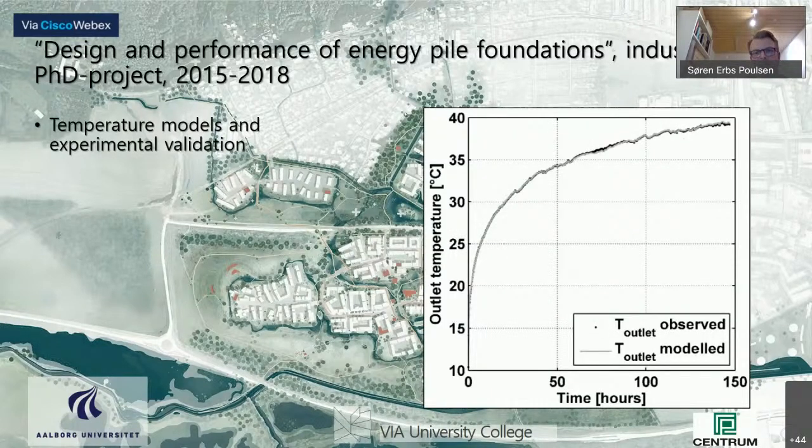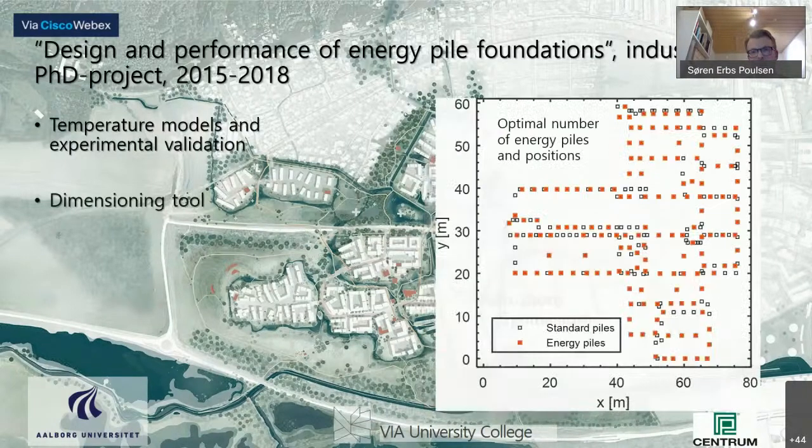She was able to validate her models to her experimental data and finally top off her work with a dimensioning tool that she provided for the company. For a given project and a given plan for the piles, as shown in this example here for Rosborg Gymnasium in Vejle in Jutland, it can tell you how many piles you need to support a certain demand profile from the building, and which piles to pick as energy piles. That's not trivial, because if you place them too close to each other, they tend to cannibalize on the same energy.